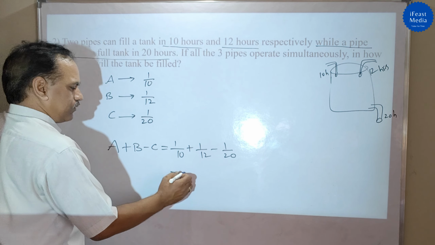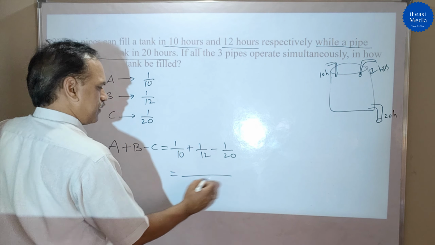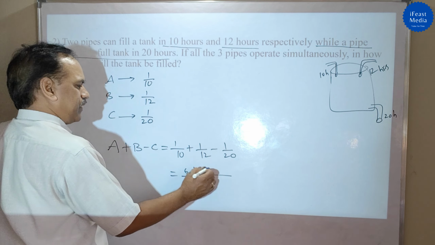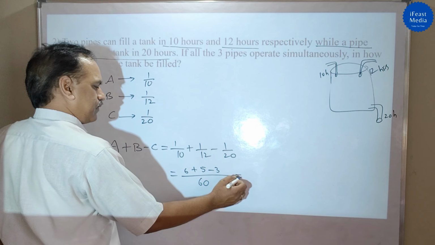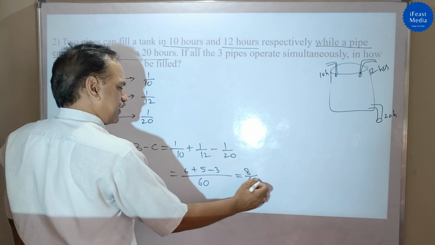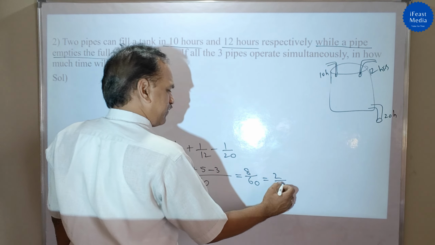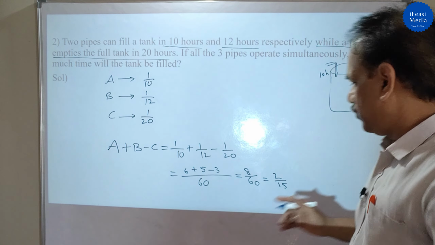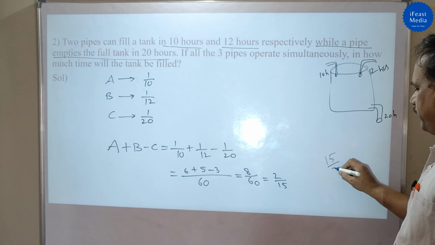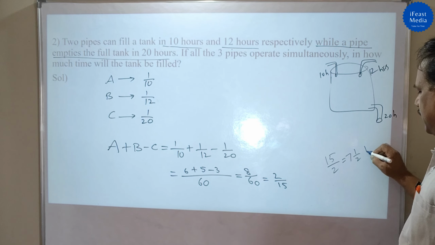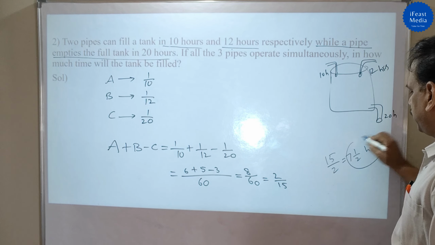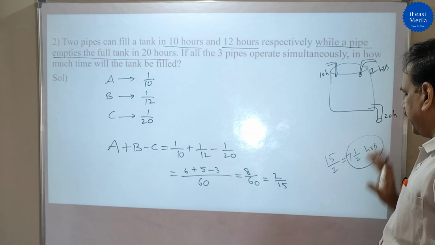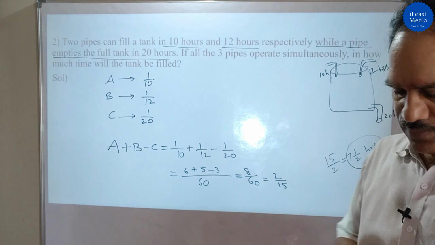Right. So this is, with LCM 60, 6 plus 5 minus 3, which is 8/60, that is 2/15. So we have to take the reciprocal of this 2/15, that is 15/2, 7.5 hours. So if you open all 3 pipes simultaneously, the tank will be filled in 7.5 hours.